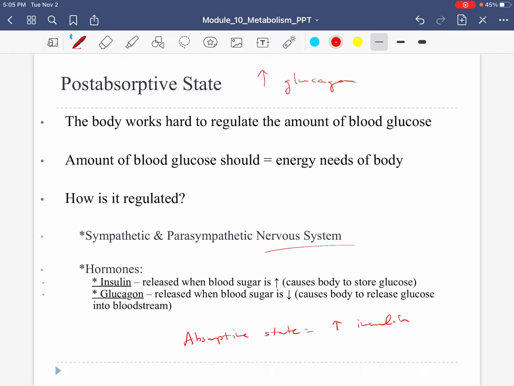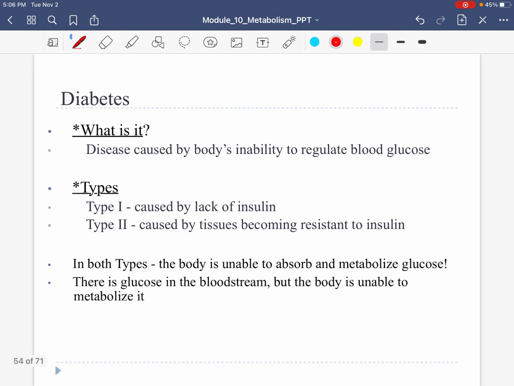Versus in the absorptive state, you're going to have greater levels of insulin because you just brought in nutrients, and this is released when nutrients, particularly glucose, are high. So you should just know that insulin is released when blood sugar is high in the absorptive state, and glucagon is released when the blood sugar is low in the post-absorptive state.